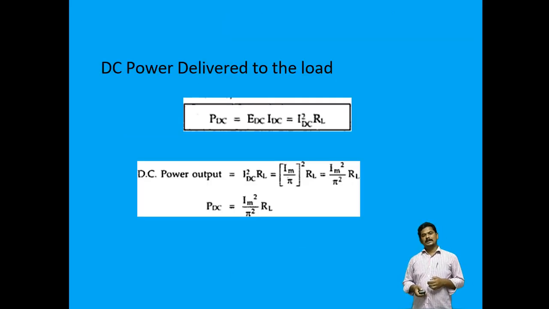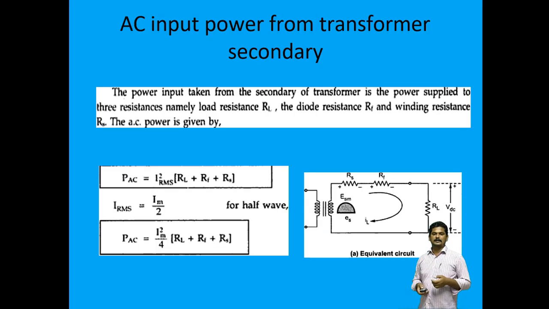Now the DC power delivered to the load. The formula for power is the product of current and voltage. So that is EDC into IDC, and that value is equal to IDC square into RL, the square of your DC current into the load resistance. The overall DC power output delivered to your load is equal to Im square divided by pi square into RL.